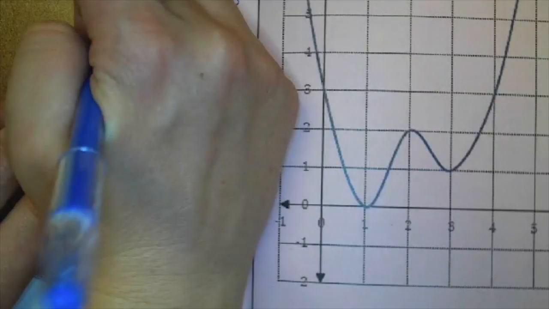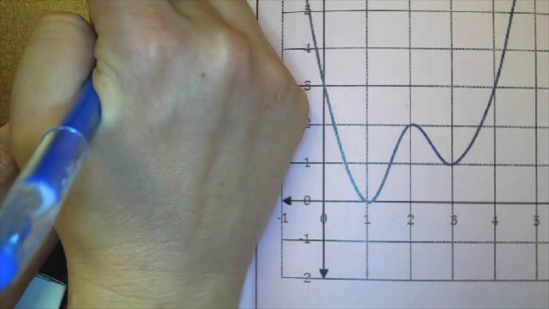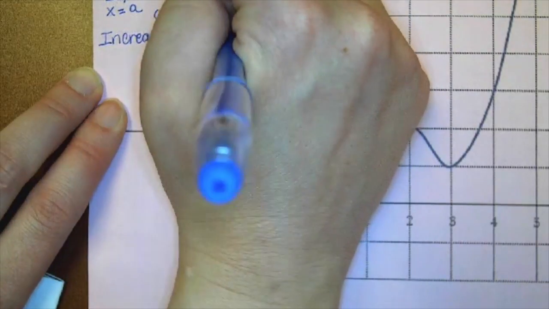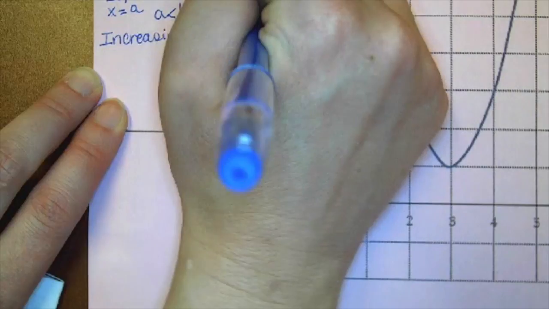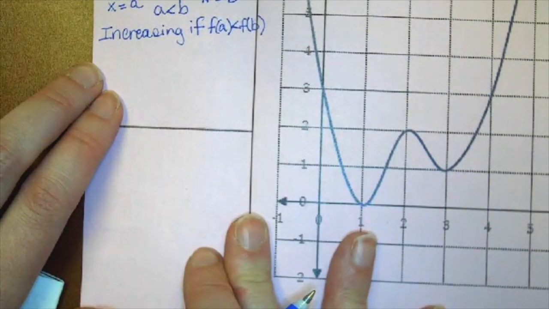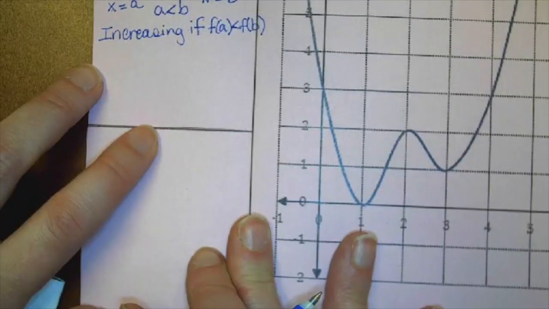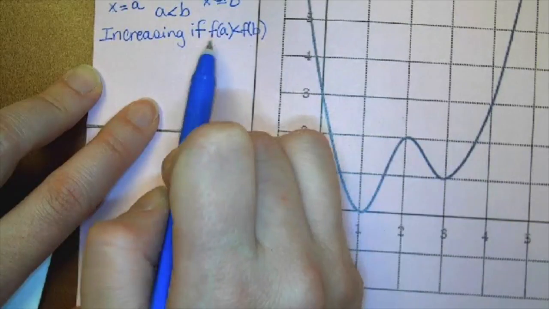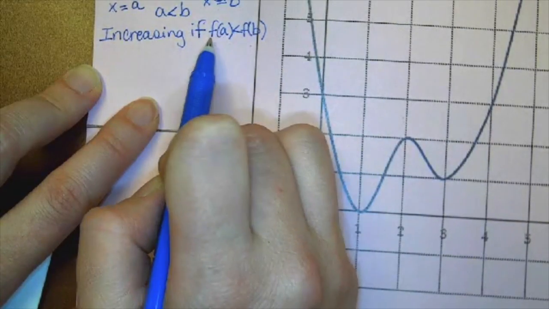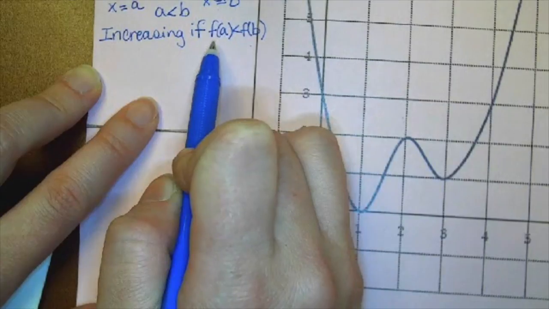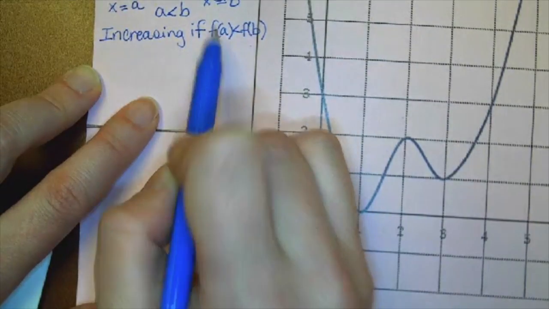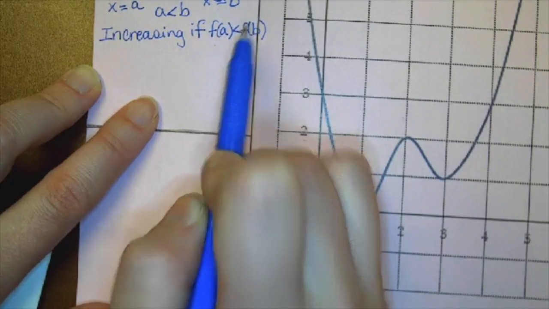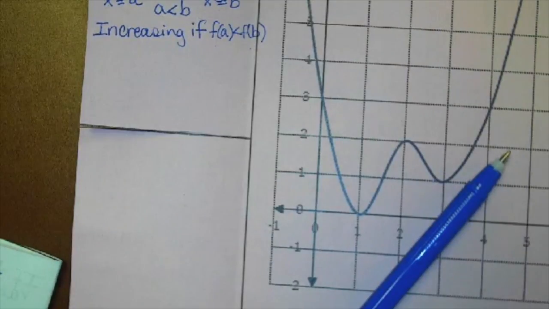So we're going to know that the graph is increasing if f of a is less than f of b. What does f of a and f of b represent? F at a is a y value. F at b is a y value. So we're talking about Y now? Yeah, because when you see f at a, that's the function value at a, so that's the y value. So it's increasing if the y values are also increasing. Does that make sense?